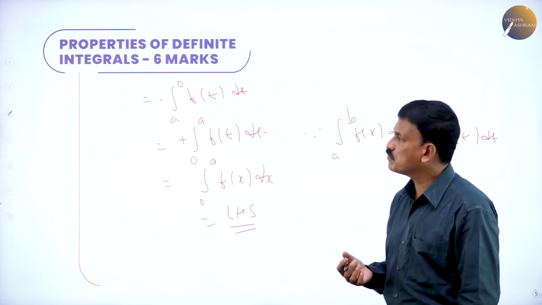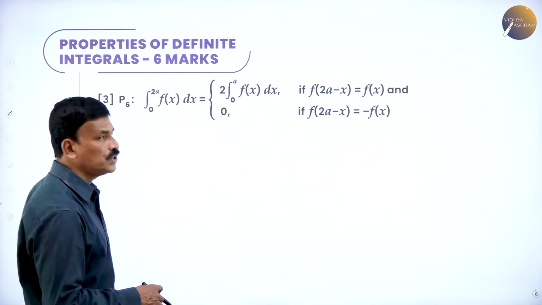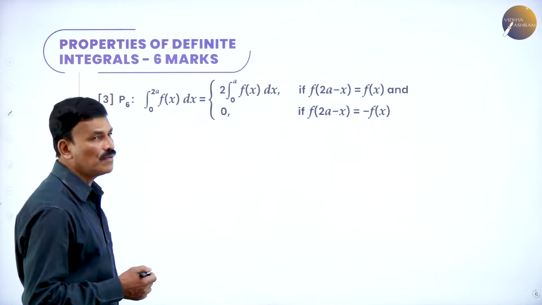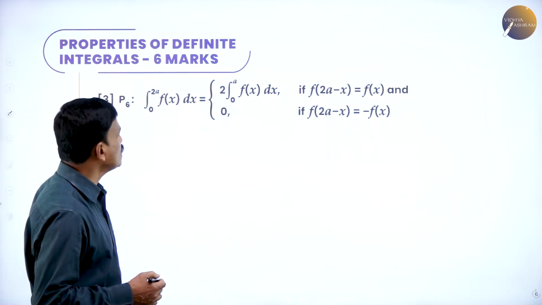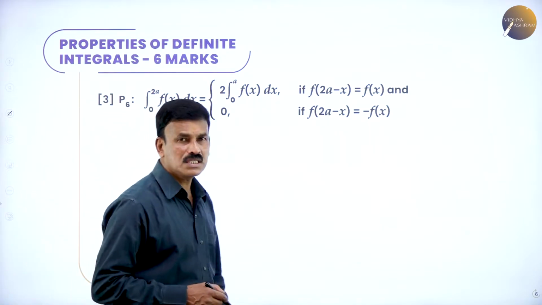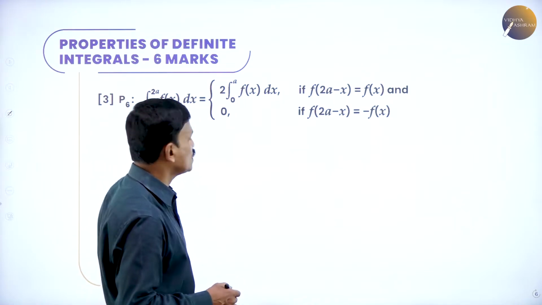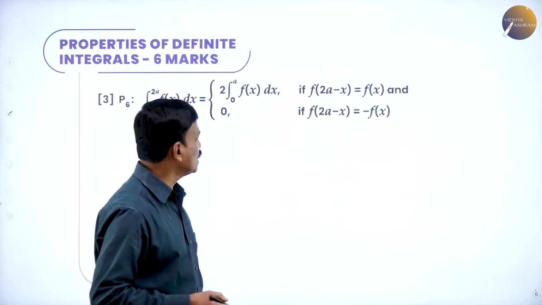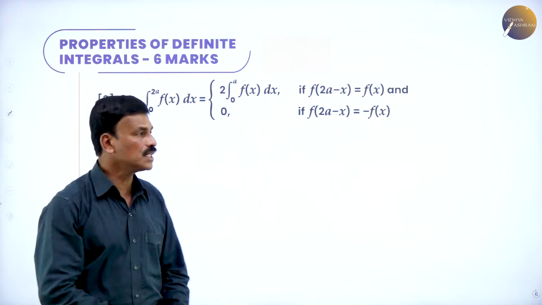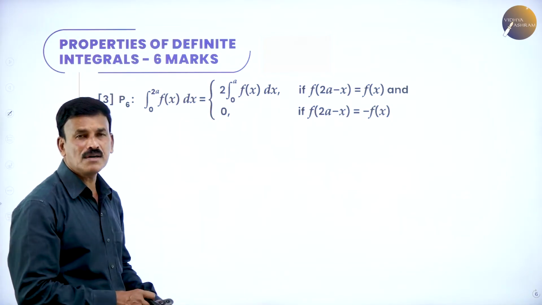Now let us come to the next property, and this is a very important property. To prove that integral 0 to 2a f of x dx is equal to 2 times integral 0 to a f of x dx if f of 2a minus x is equal to f of x, and 0 if f of 2a minus x is equal to minus f of x. That means if f of x is an even function, then it is 2 times integral 0 to a f of x dx. If f of x is an odd function, then this integral is equal to 0. Now what is to prove? To prove that integral 0 to 2a f of x dx is equal to 2 times integral 0 to a f of x dx.